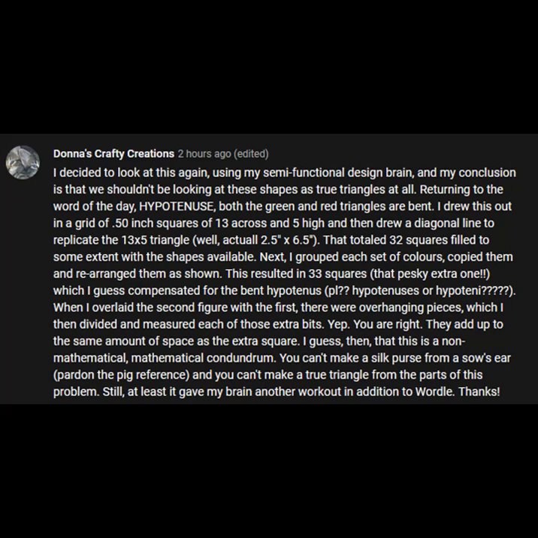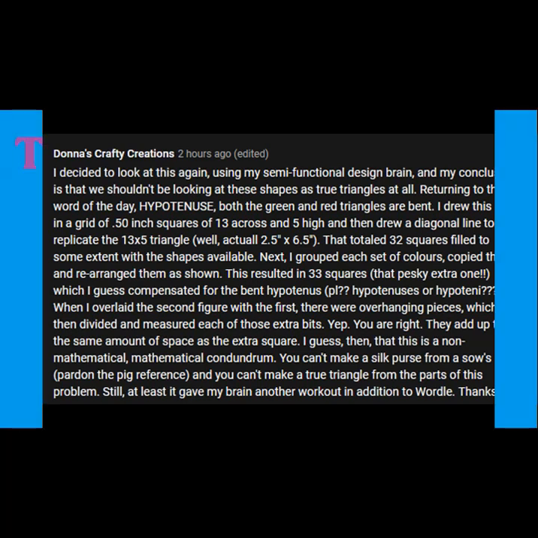When I overlaid the second figure with the first, there were overhanging pieces, which I then divided and measured each one of those extra bits. Yep, you were right. They add up to the same amount as the space in the extra square. Oh, and see, she did catch on to the fake triangle business. She says you can't make a true triangle from the parts in this problem. Yeah, that's because it was a lie. It was all a lie.